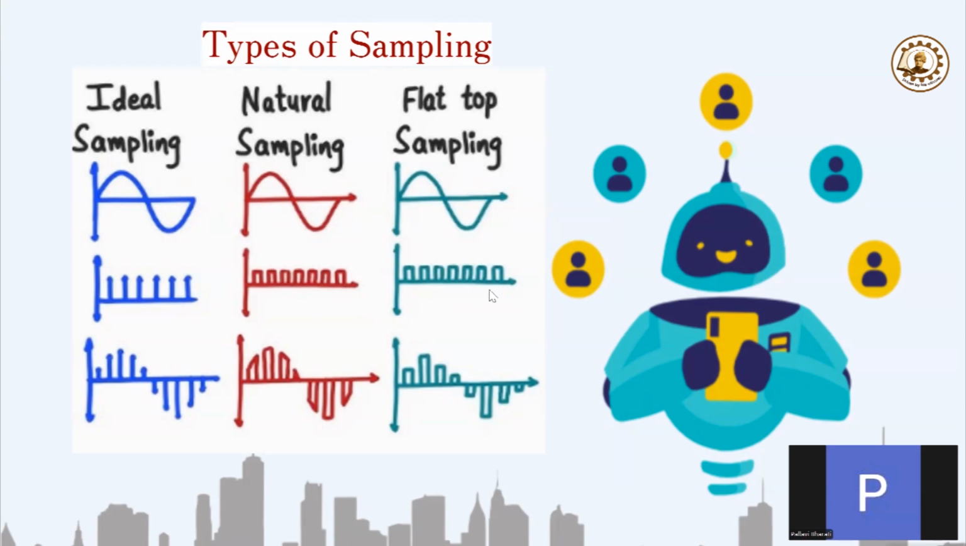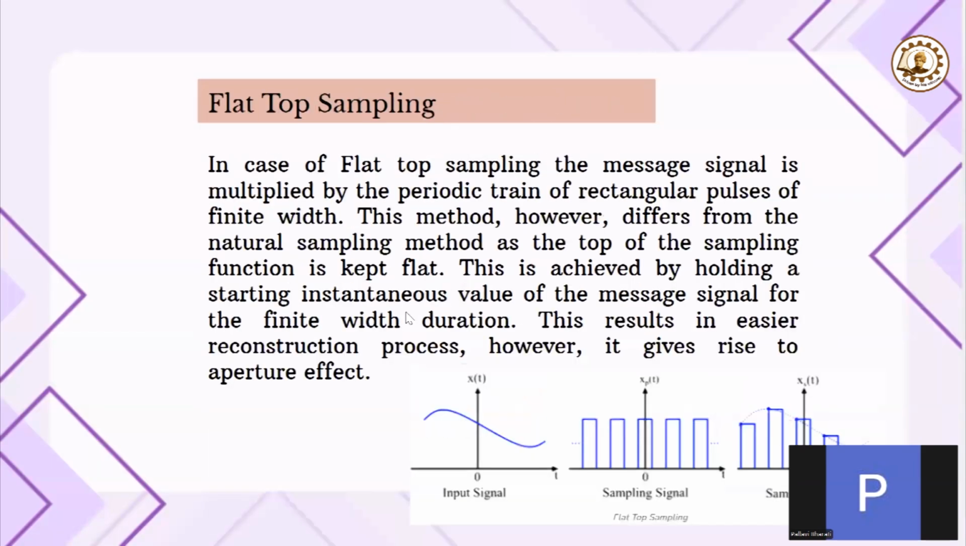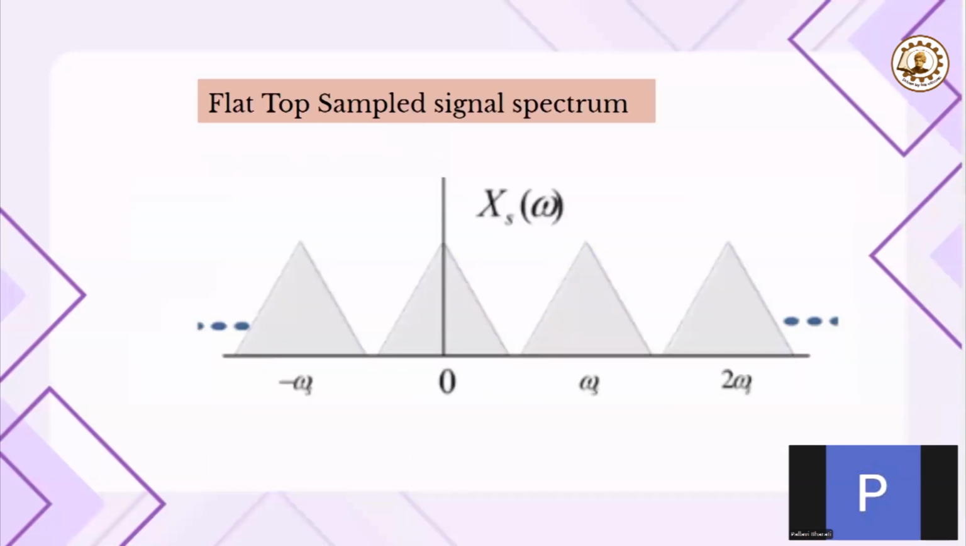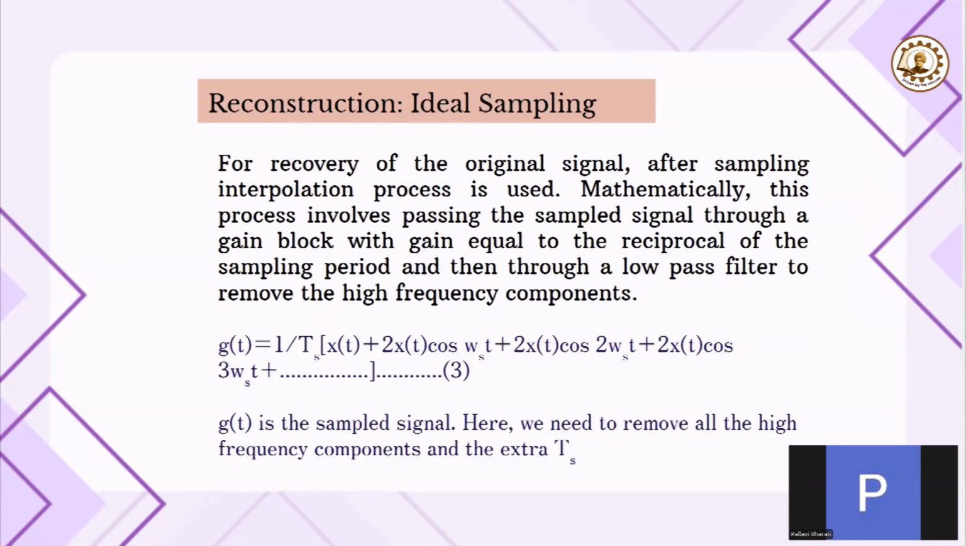You can take two MOSFETs in the case of flat top sampling. Here it will be one MOSFET and one capacitor. Here, two MOSFETs and one capacitor. So this is all. And in the reconstruction process, what we are taking is the reconstruction filter and an equalizer for the flat top samples and natural samples. And in the case of ideal sampling, what we take is the low pass filter, multiplying it with a gain equal to the reciprocal of the time period.